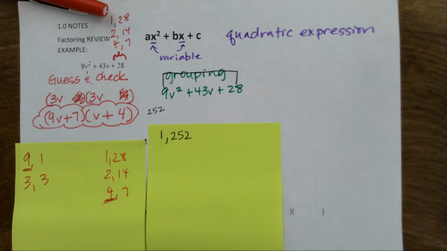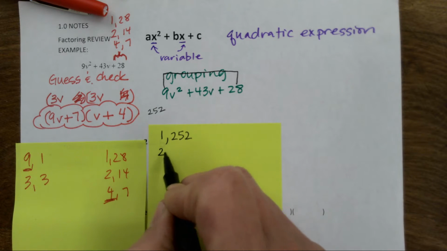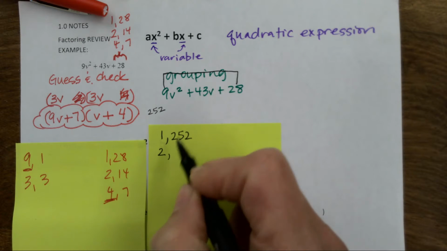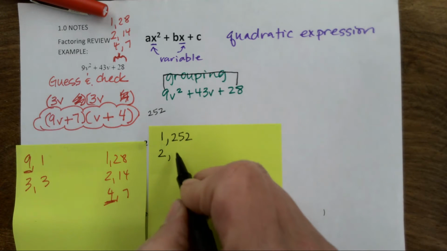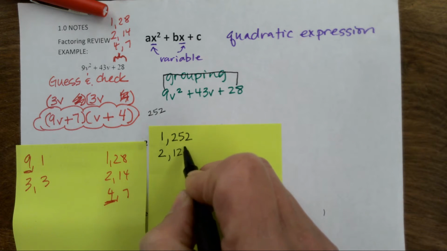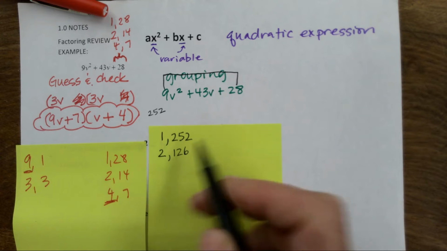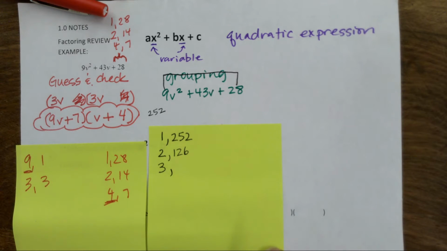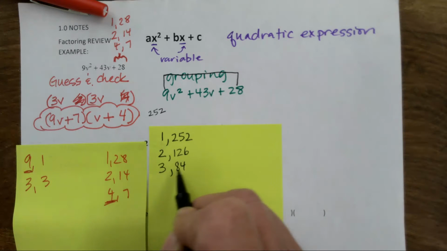Is there anything I can do with 1 and 252 to get 43? No. So then I'll look at 2. So I do 2 times what is 252. That means I'll take 252 and divide it by 2. So what's 252 divided by 2? Anyone? 126. Great. Is there anything I can do with 2 and 126 to get 43? No. So then I'll try 3. Does 3 go into 252? So I take 252 divided by 3. What do you get? 84. Is there anything I can do with 3 and 84 to get 43?